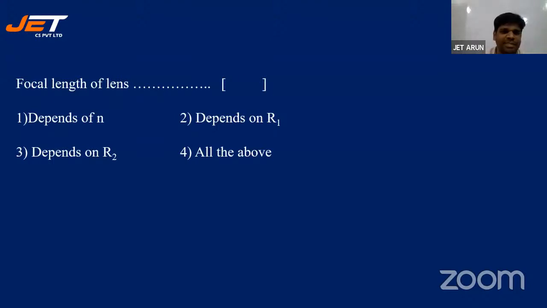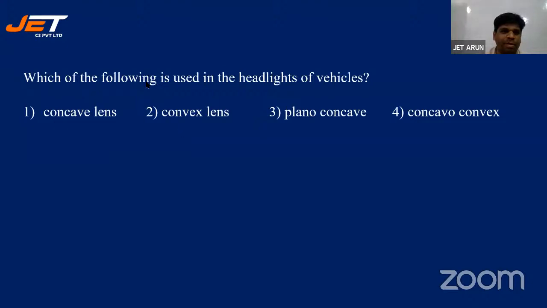All right, all right. Let's look at the key. It's all above. Yes, 4 is absolutely right. Let's go for the next one. Tell me, students. Which of the following is used in headlights of vehicles? Concave lens, convex lens, plano-convex, concave, concave or convex? Mixed response again.